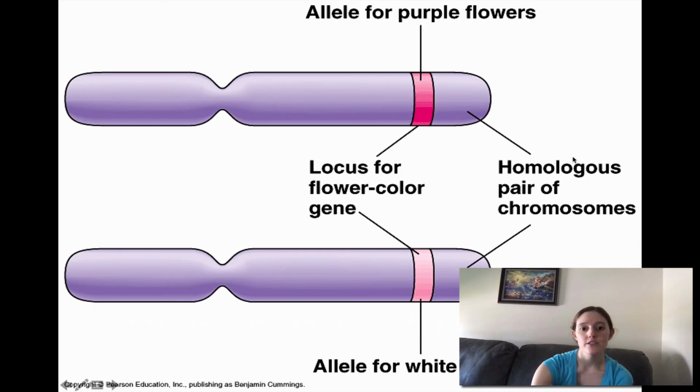So here we have just a picture of a chromosome, and each chromosome has many different genes on it. We're going to say that here's where the flower color would be located. So the allele for purple flowers and the allele for white flowers. These are homologous chromosomes, meaning that they have the same traits or same genes.